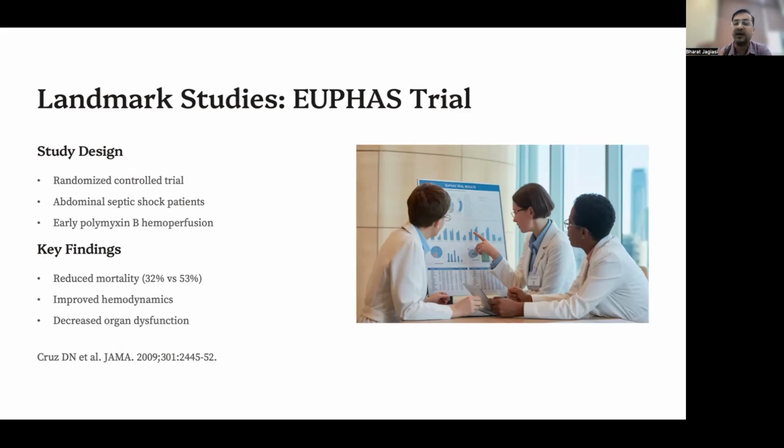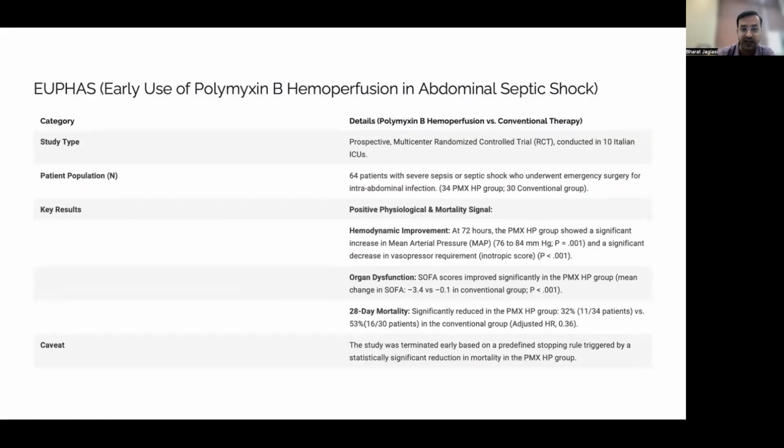Now, when you talk of the different landmark studies on hemoadsorption, we had the EUPHAS trial, a randomized controlled trial studied in abdominal septic shock patients. What was used was polymyxin B hemoperfusion. Of course, it was a positive study. It showed reduced mortality, 32% versus 53%, with improved hemodynamics and decreased organ dysfunction. This was published in JAMA in 2009. So, we break this down.